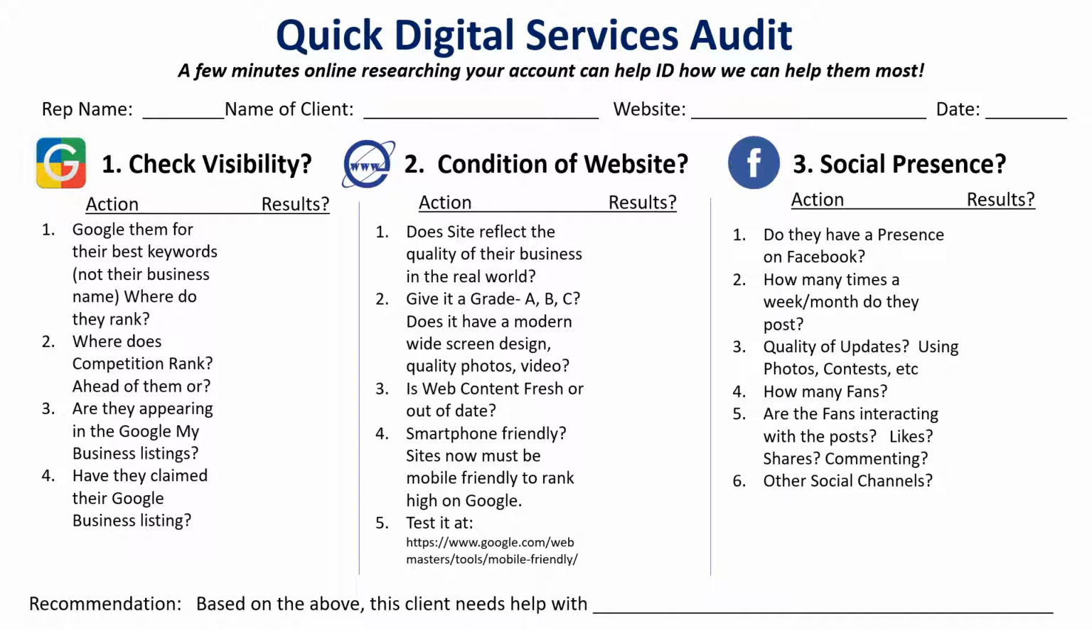So the first thing you do is just check them on Google, do a search by their best keywords. Don't look them up by business name, and find out where they rank and who are their big competitors. Search for them as if you were a consumer who didn't know their name. So we're going to talk in a minute about how to tell if they've claimed their Google business listing. That's a dead giveaway that they're not paying attention to the key basics.